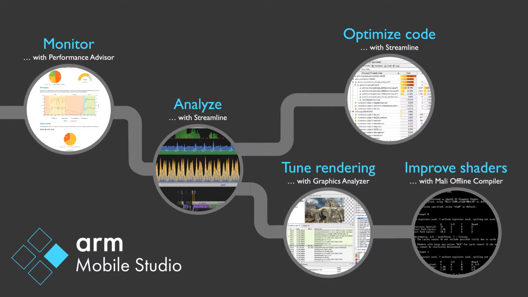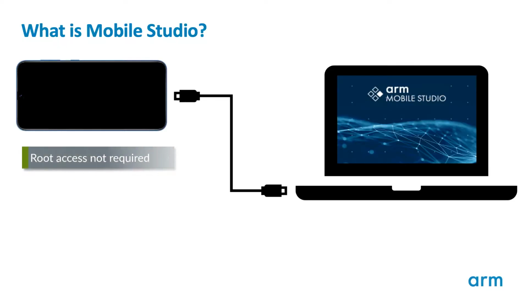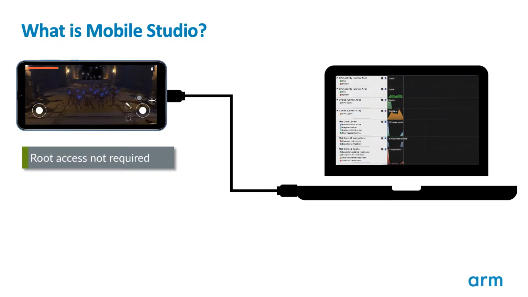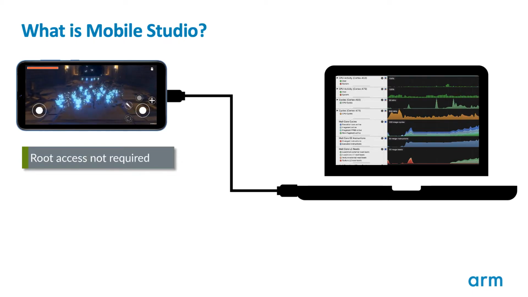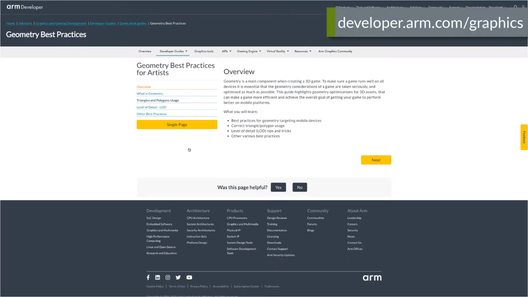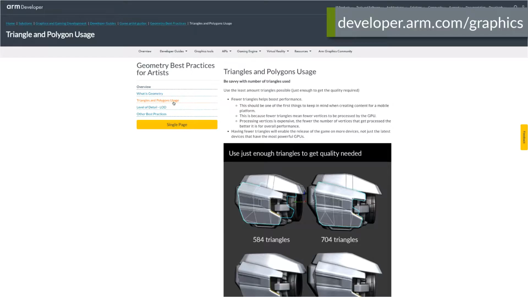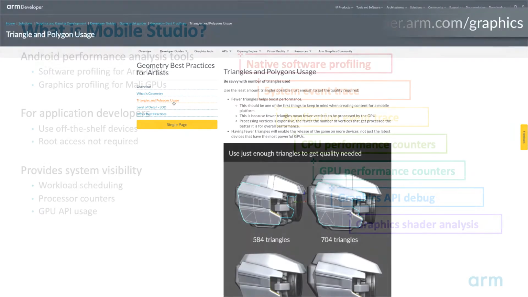Arm Mobile Studio is our performance analysis tool suite, specifically designed for Android application developers. It can help you quickly identify problems in your application that might cause it to run slowly, overheat the device, or quickly drain battery. The tools capture the CPU activity, GPU activity, draw calls and content metrics of your game as it runs on a non-rooted Android device. Once you identify areas of your game that are causing performance problems, you can optimize it using the best practices introduced in the previous module.